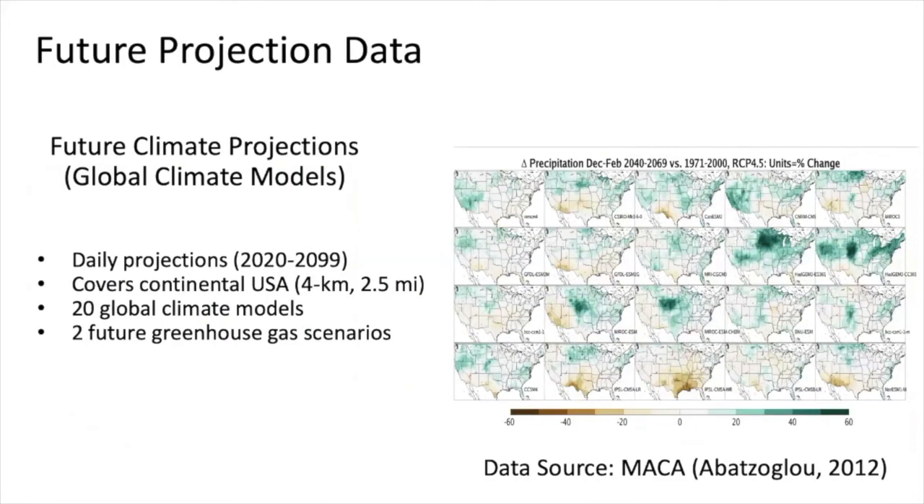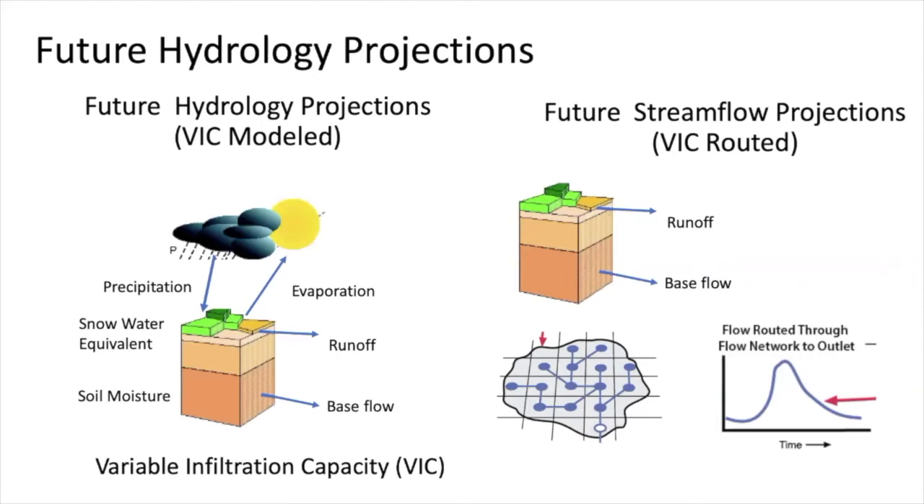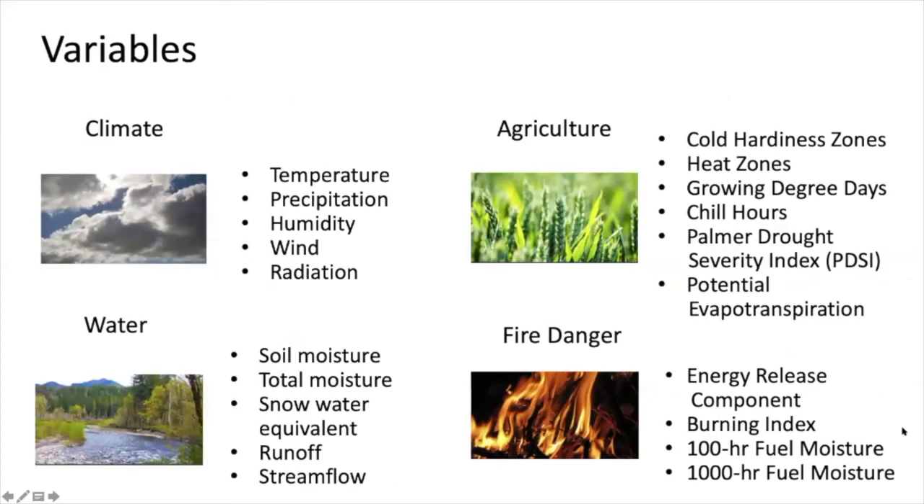We performed this downscaling for 20 of the global climate models and 2 future greenhouse gas scenarios, RCP 4.5 and 8.5. We did this over the whole contiguous USA on 2.5 mile grid cells using the MACA method. Then we also partnered with the University of Washington, and they ran the VIC hydrology model to create hydrology outputs, and also routed the hydrology into streams so that they could simulate stream flows as well. So you'll see we have stream flow data.